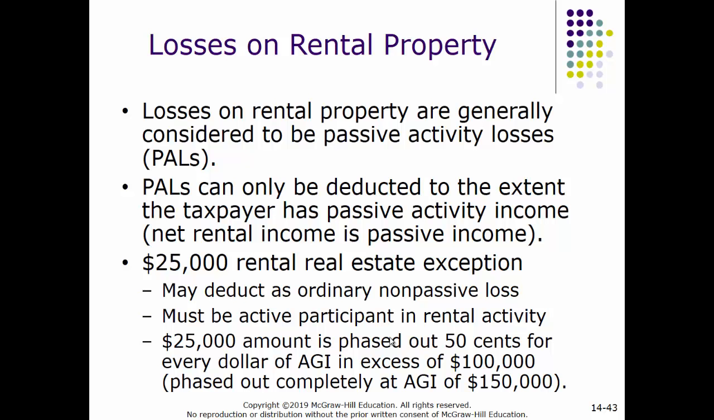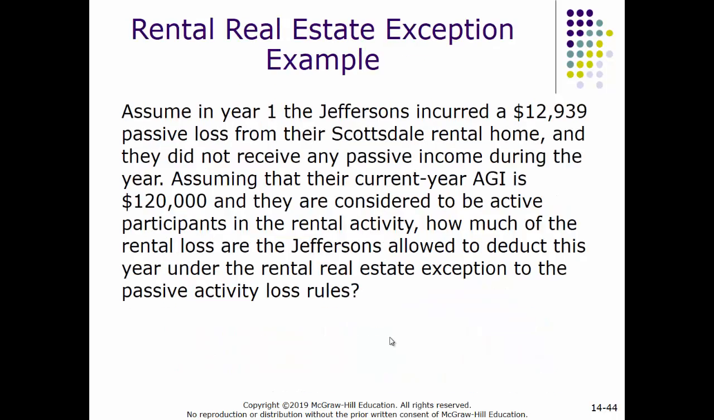The $25,000 amount is phased out if the taxpayer's AGI is in excess of $100,000. So for every dollar that the AGI is in excess of $100,000, 50 cents of the $25,000 annual rental loss allowance is lost. The example here is that there is a loss of $12,939 from a passive activity, which is rentals, and assume that the couple has AGI of $120,000 and they're active participants.